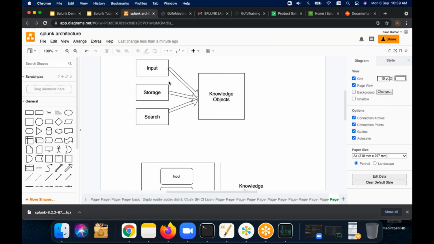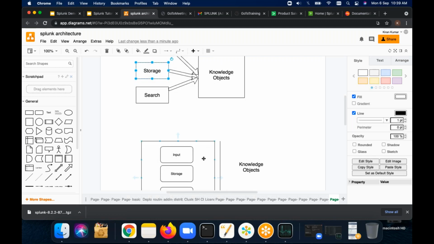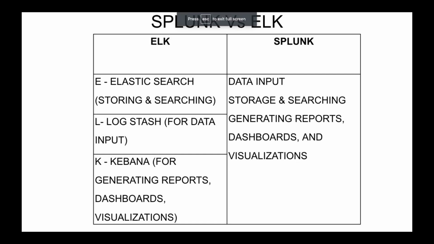Splunk and ELK are also just like the previous thing. Okay, ELK has to have an input device, a storage device, and a searching device. Then only it will produce the results. Whereas Splunk in its own contains all the features. That is why it has become so popular. So that is one of the reasons.